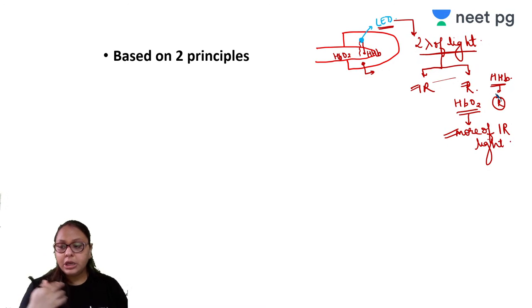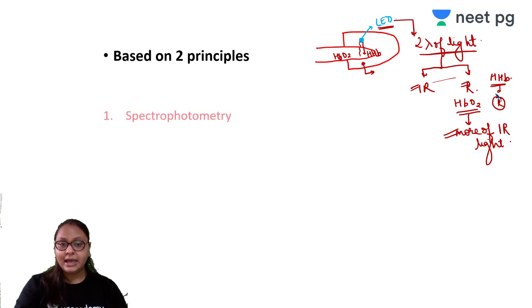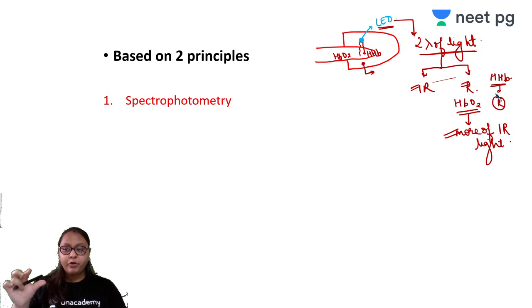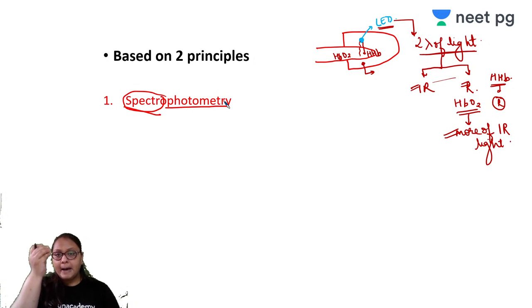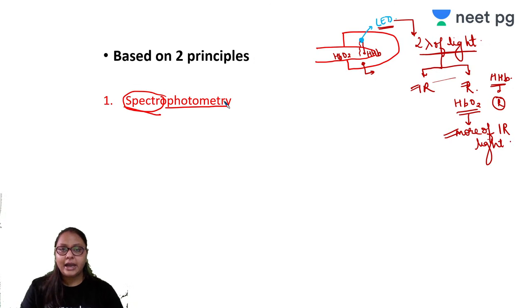So it is based on two principles. The first principle, as I told you, is spectrophotometry. Now what does this term mean? Spectrophotometry refers to the different spectrum of light. Different spectrums of light are passed through the light emitting diode through the finger. And depending on how much is oxygenated and how much is reduced hemoglobin, different wavelengths of light will be absorbed and that will be detected by this detector, and that will tell us about the saturation.